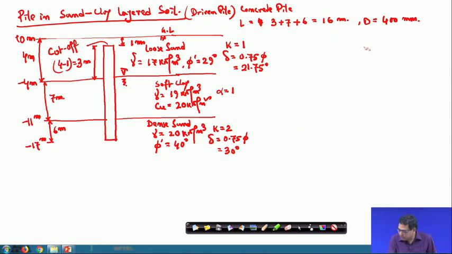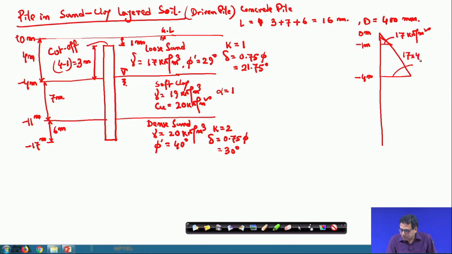So, now let me draw this earth pressure distribution, this is the vertical pressure distribution. So, we have 1 meter cutoff. So, up to 1 meter this value is 17 kilonewton per meter square, because your unit weight is 17 and up to 1 meter, 17 into 1. So, 17 kilonewton per meter square. Then this will continue up to here. This is minus 1 meter, this is 0 meter and this is minus 4 meter. So, at the 4 meter it is 17 into 4, which is equal to 68 kilonewton per meter square.